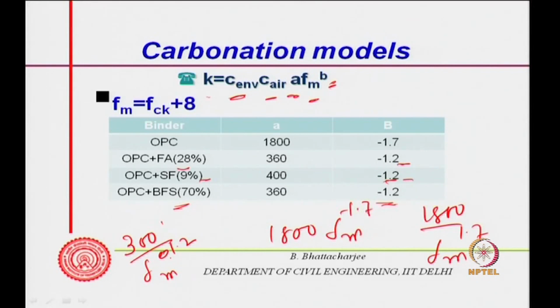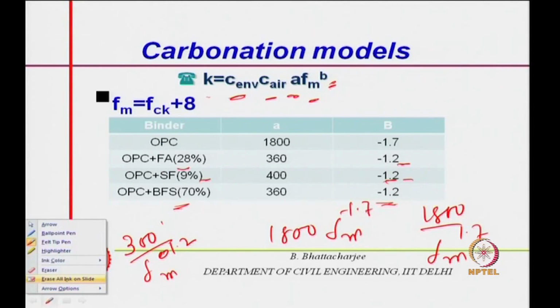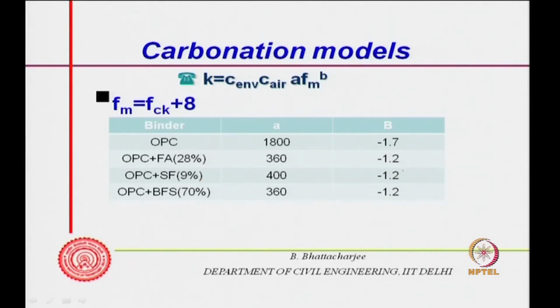Let us say it is not even, it is just slightly more than 1. So, one can find out what this value is, but 300 divided by 3, this will be much less. So, blended systems, fly ash and silica fume, actually increase the K value somewhat.